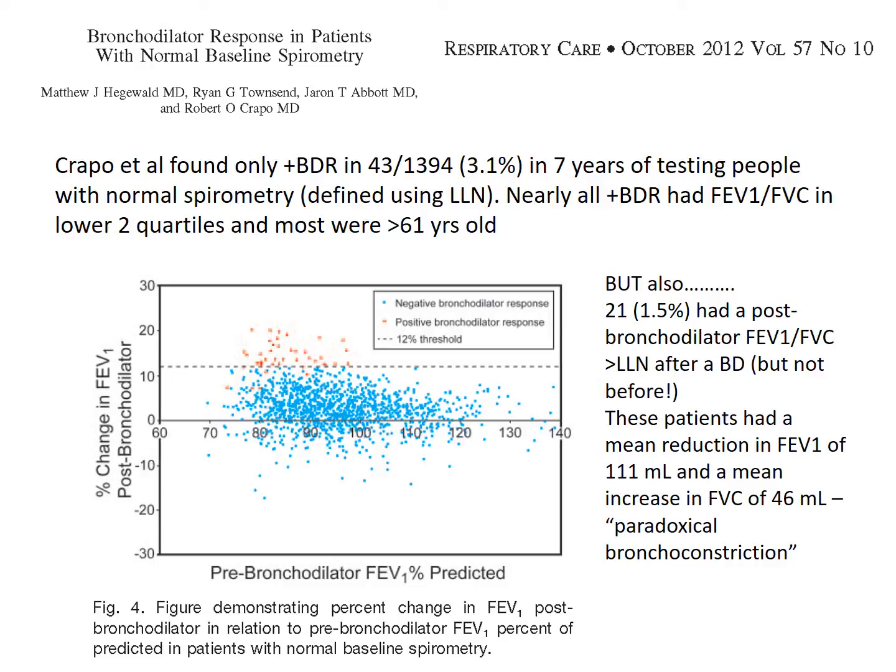And nearly all of the positive bronchodilator results had an FEV1/FVC in the lower 2 quartile range of that predicted. And most of those were greater than 61 years old. Of the ones that responded, it's just those few there that he classed as positive responders.